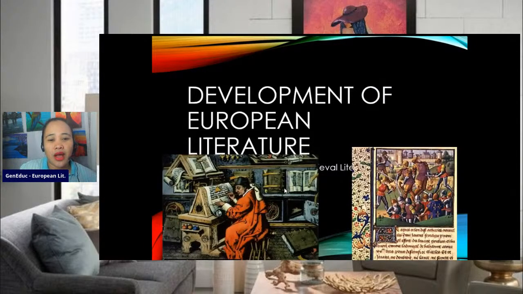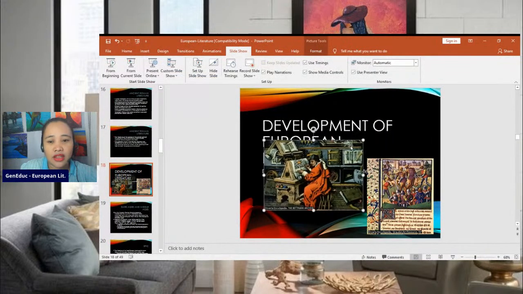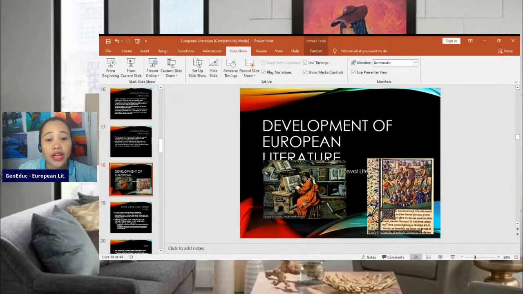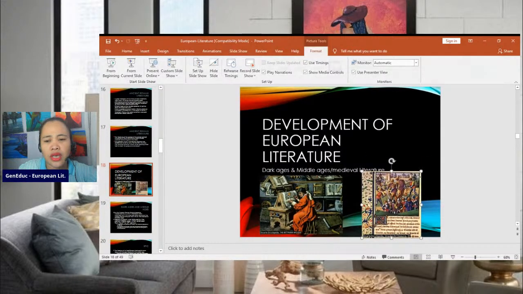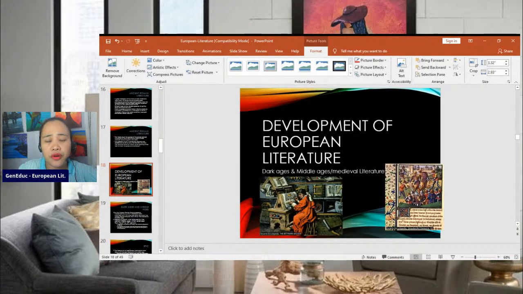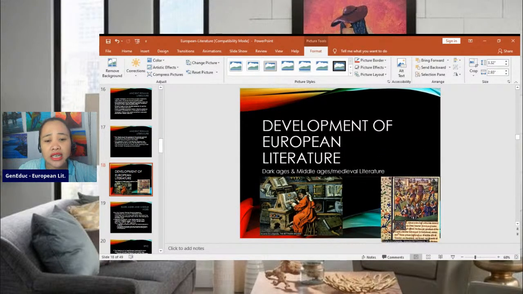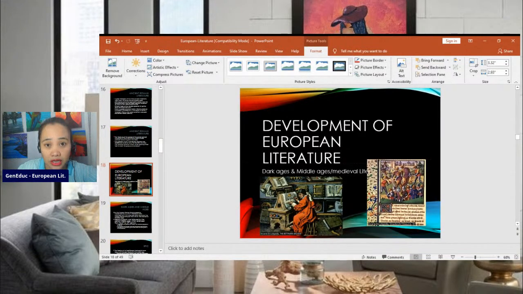Okay, so now we have here the Dark Ages. If you can still remember our introduction, we had that Dark Ages. And when we say Dark Ages, what do we mean by this? The development of European literature: the Dark Ages and the Middle Ages, medieval literature.